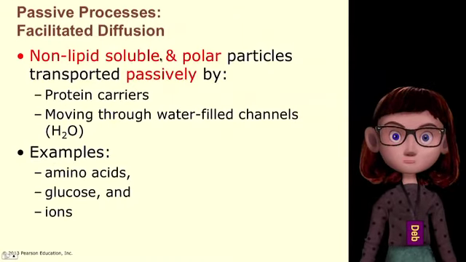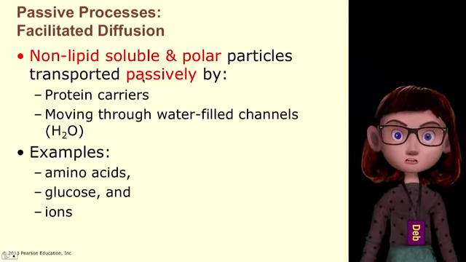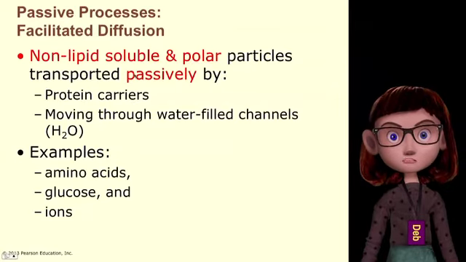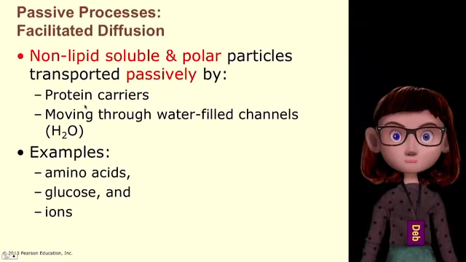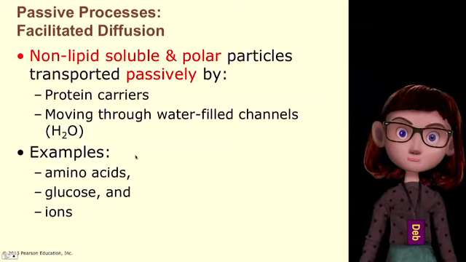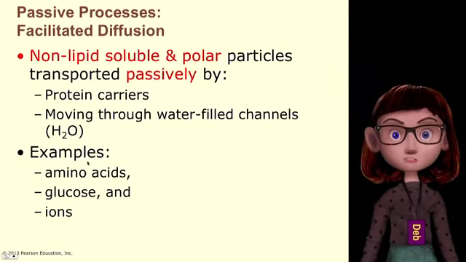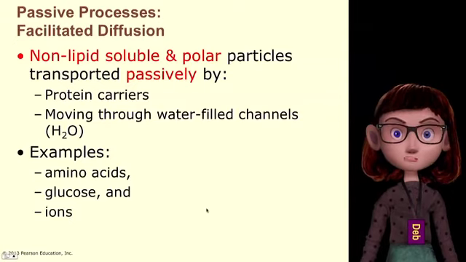Non-lipid soluble and polar molecules must be transported through some type of a protein carrier. So they will go from an area of high concentration to low passively, but they're going to be carried by protein carriers, or they can move through a water-filled channel. Examples of these substances would be amino acids, glucose, and various ions, charged particles.